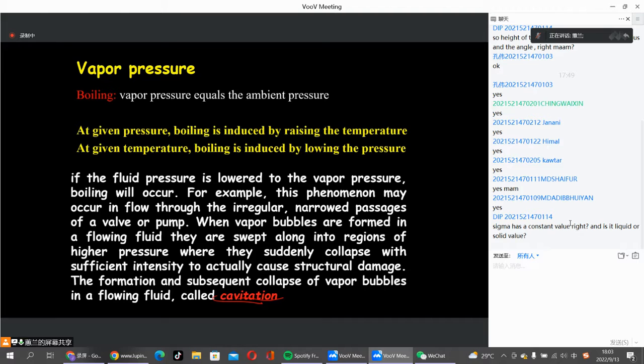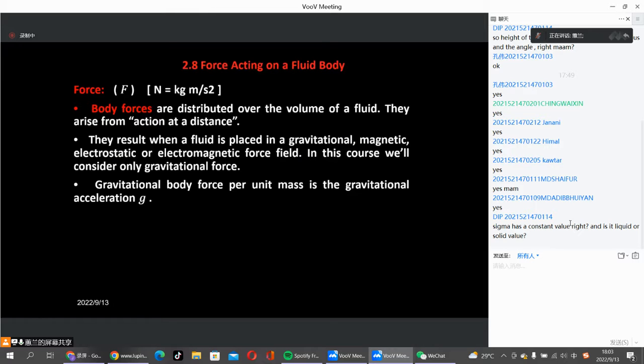Okay, this is vapor pressure. It's just a brief introduction, and later on, if you do research in this area, you can learn more. Okay, and the force acting on a fluid body. What is a force acting on a fluid body? We have learned this before in thermal mechanics. We know force can be divided into two parts. One is body force. What is body force? Body forces are distributed over the volume of a fluid. They arise from action at a distance. That means body force is non-contact force.